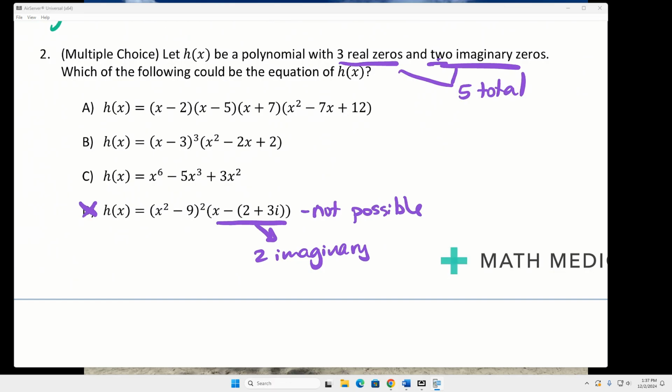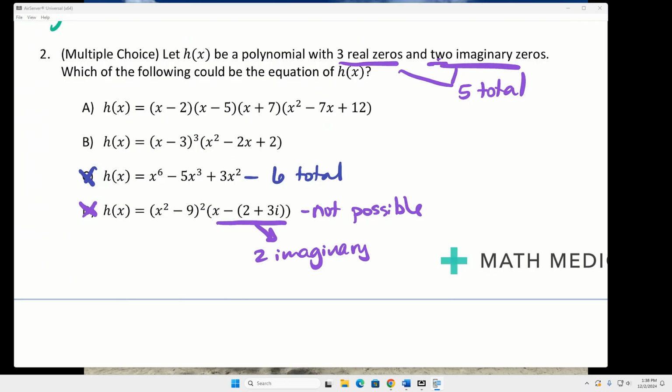All right, what's wrong with C? It has 6. So it's not C. We're having to decide between A and B. It says there's 3 real zeros. Both of these have 3 real zeros, so because of that, this counts as 3. So we have to figure out if these are going to give you 2 imaginary zeros.